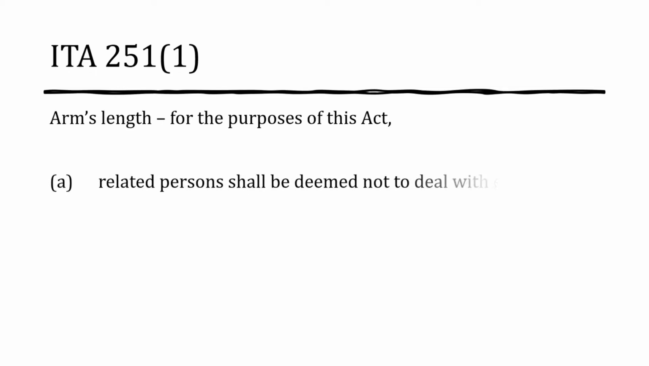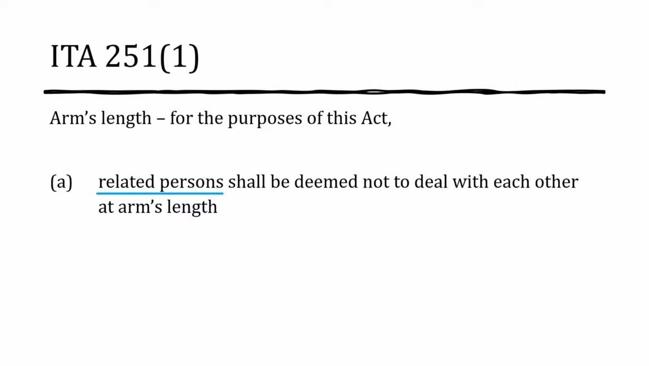ITA 251 subsection 1. It says, for arm's length, for the purposes of this Act, paragraph A says related persons shall be deemed not to deal with each other at arm's length. Now, we might read this and say, okay, that makes sense. If you are related to someone, you are not dealing at arm's length, or it would be a non-arm's length transaction. What might not be obvious to you is that in tax, related persons is actually a defined term.